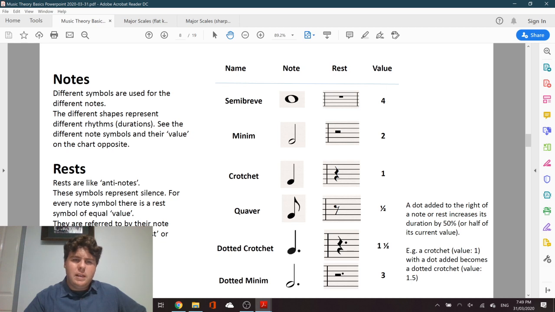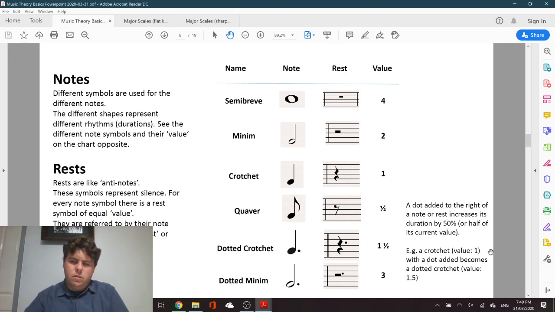Rests. Rests are like antinotes. These symbols represent silence. For every note symbol, there is a rest symbol of equal value. They are referred to by their note counterpart, i.e. crotchet rest or quaver rest. So we've got a crotchet note here, and then beside it we've got the crotchet rest. So both the crotchet and the crotchet rest are equal to 1 count. And so if you have a quaver, which is worth half a count, there's a quaver rest, which gets half a count as well.